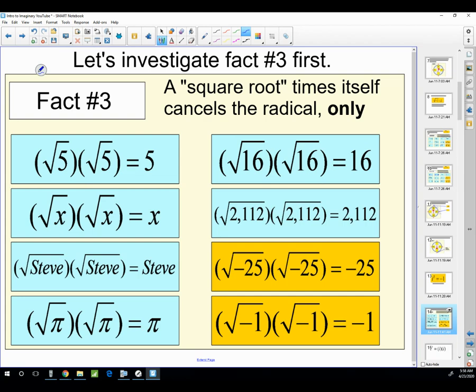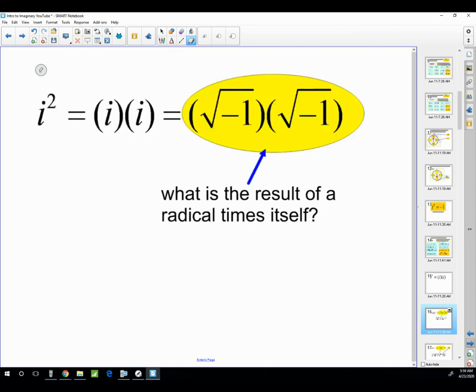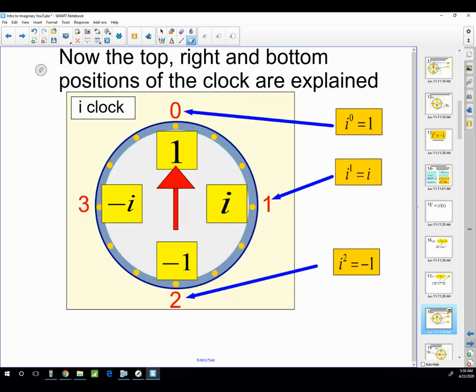It's in the expansion. i squared is equal to i times i, which equals root -1 times root -1. When you do all of that, all that cancels is the radical. It's really tempting to say a negative times a negative is a positive, but that's just not true. If they're under the radical, just the radical goes away. And by that fact, we get the next piece of the clock. You may want to pause the video and read these slides. I just said those. And that's what this means: i to the 2 equals -1. And that's a fact that you may want to remember.